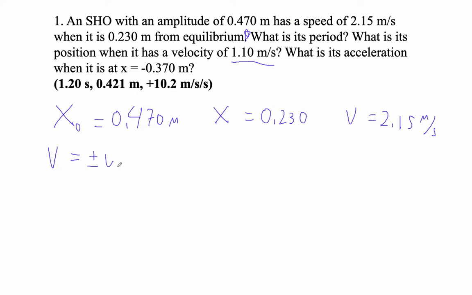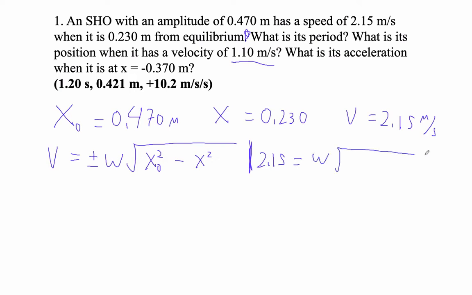It's plus or minus omega square root of x naught squared minus x squared, right? And I'm going to solve that for omega. So 2.15 is equal to, I'm just going to dispense with the plus or minus, omega times the square root of 0.47 squared minus 0.23 squared.